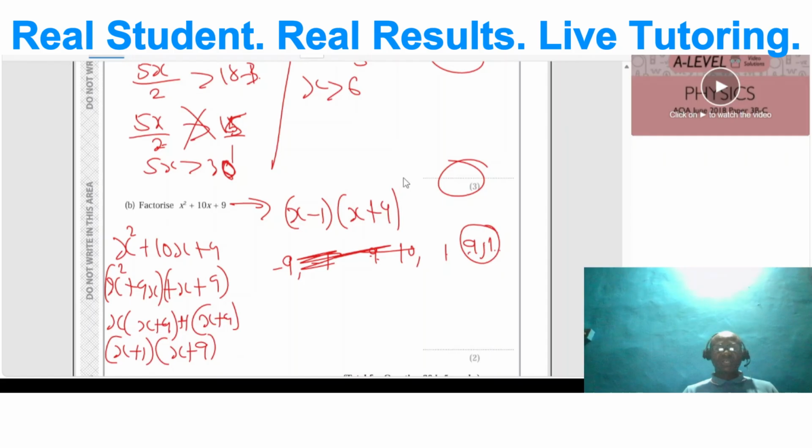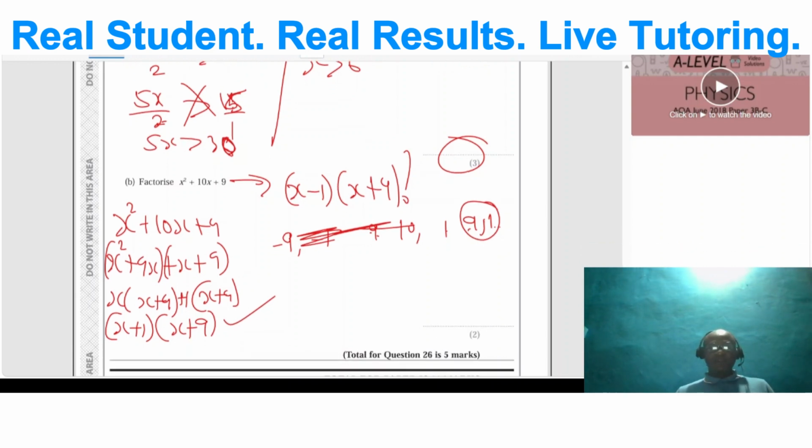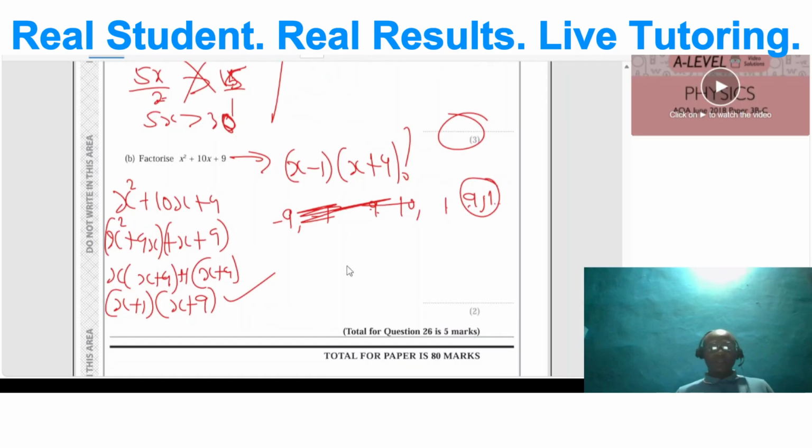So this is not correct. The correct factorization is x plus 1, x plus 9, not x minus 1, x plus 9. Okay. Do you understand? So the factors is what controls the final answer. And that is it. Okay.